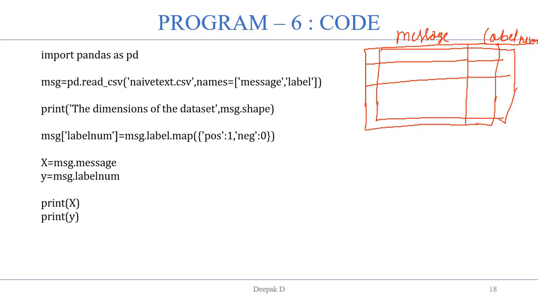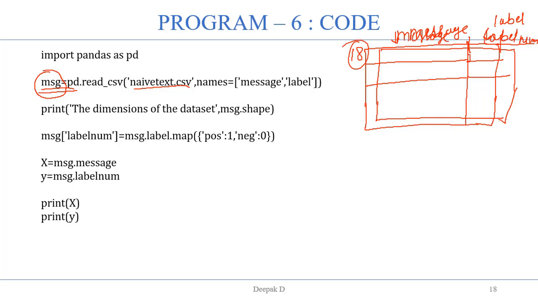The data set we have taken consists of 18 documents and 2 columns. The first column is the collection of text, and the second column is the target value of the document. I label this column as message and this column as label. I load this entire data set, which is in the form of a .csv file, into a data frame, and I label it as MSG.